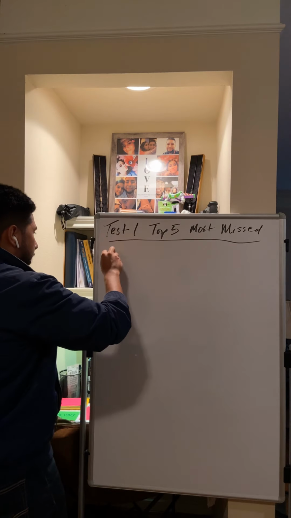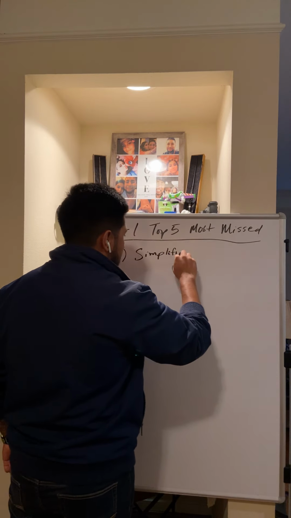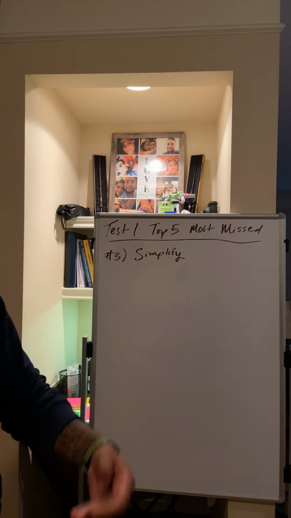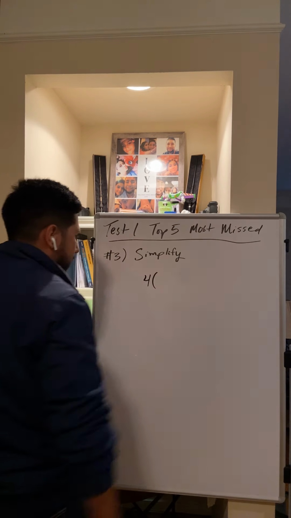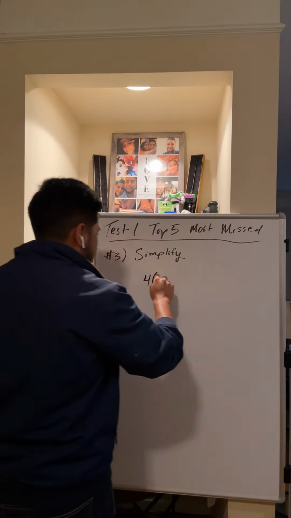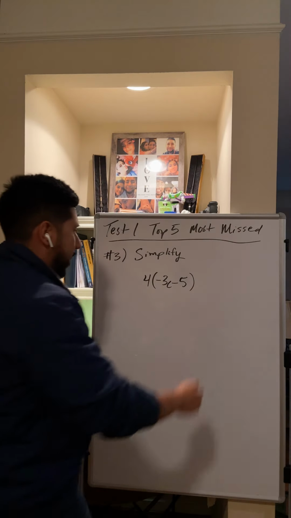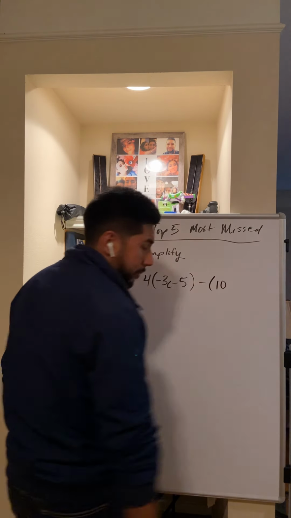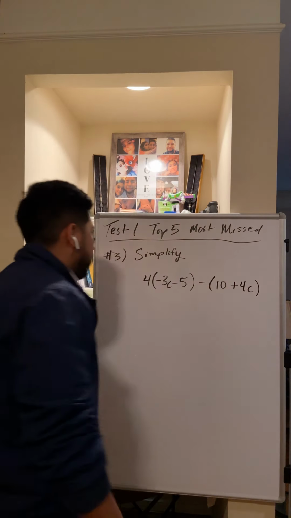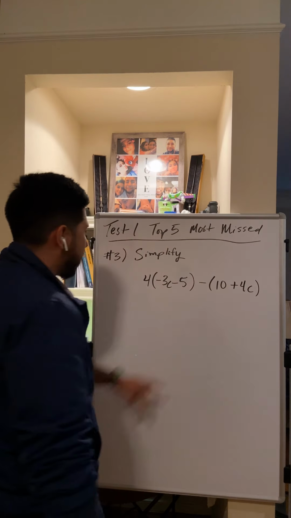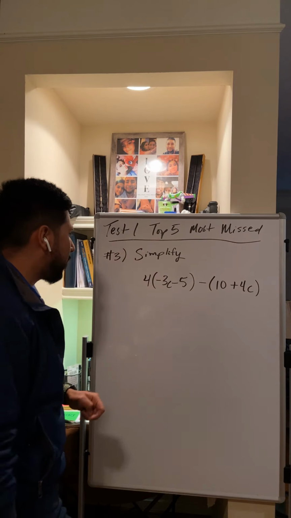Next one, we got number 3. This is simplify. We do not need to do the border. All we're doing is just multiplying, adding partners. I got 4 parentheses, negative 3c minus 5 minus 10, parentheses 10 plus 4c. Let's start with this side. I do not need to draw a border. This is not an equal or inequality symbol. This is just, let's multiply, add the correct people.